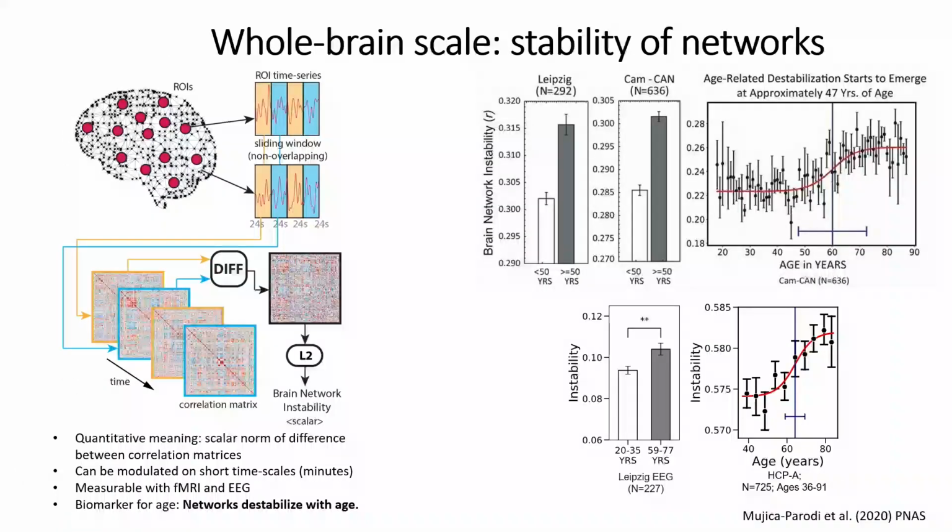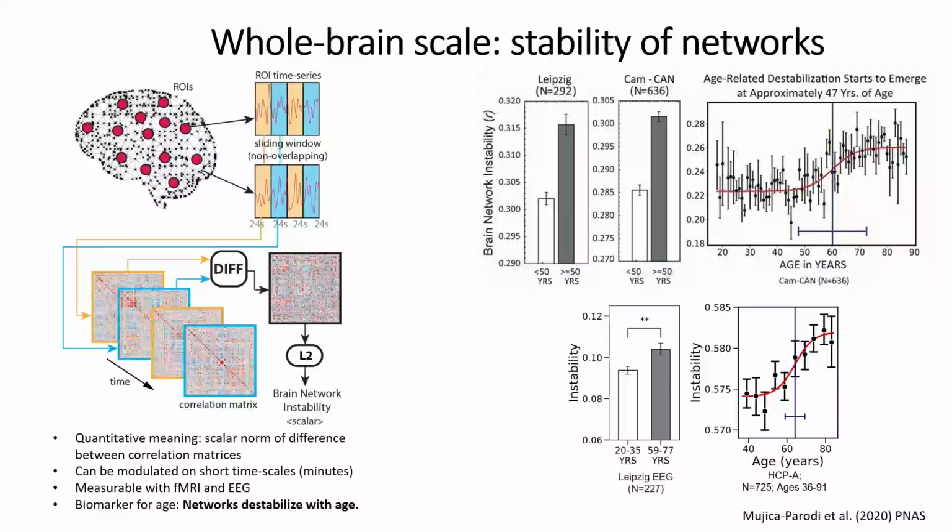Now I'm going to move on to the whole brain scale. In this case, instead of insulin resistance, we looked at age as the main factor of interest. We established a biomarker for brain aging, which was also a metric that we can modulate on short time scales, so that way we can eliminate confounders. We noticed that brain networks destabilized across the lifespan. We quantify this using brain network instability, which is essentially a dynamic functional connectivity metric with non-overlapping time windows. And at the end, we compress it down into a scalar using the R2 norm.